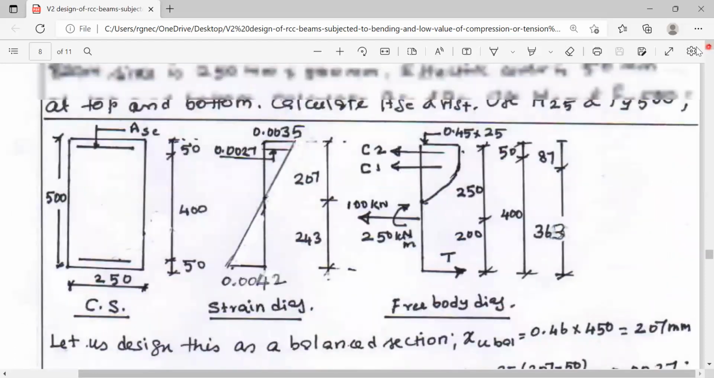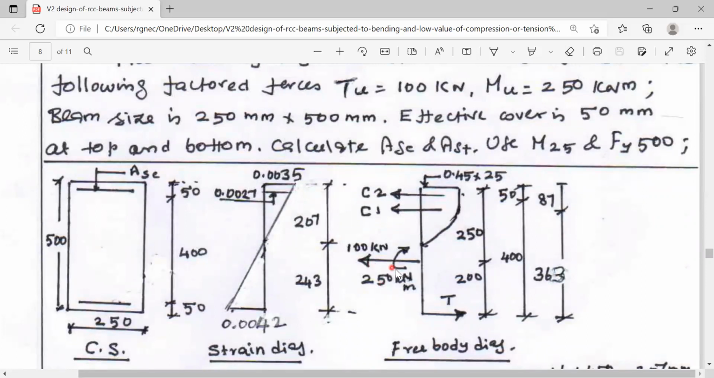Now we will also get the arm distances for various forces. The external tension 100 kilonewton is acting at the mid depth of the section. That is the general assumption. Therefore, the arm distance for this external tension 100 kilonewton is 200 mm with respect to the tension reinforcement. Now the CG of the rectangular cum parabolic stress diagram is at a distance of 0.42 times xu measured from top. This 0.42 times xu is equal to 0.42 times 207, that is equal to 87 mm measured from top. Therefore, the arm distance for C1, that is the compression offered by concrete, is 363 mm with respect to the tension steel, because the effective depth is 450 mm minus 87 mm, it is 363 mm.